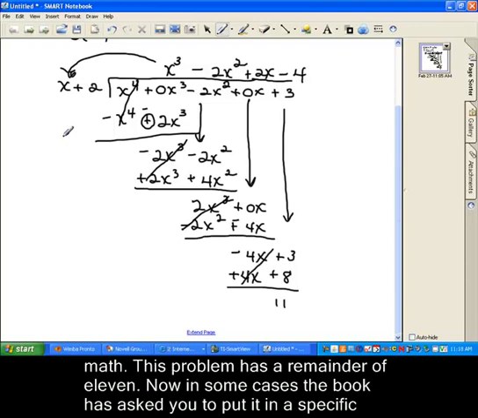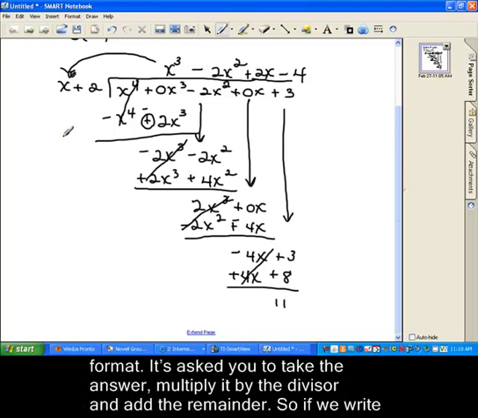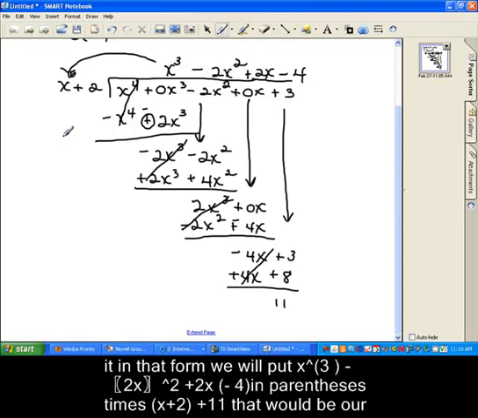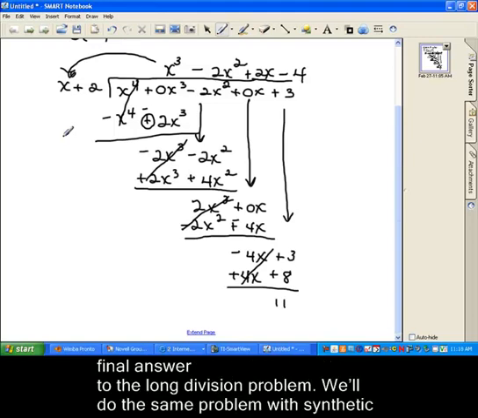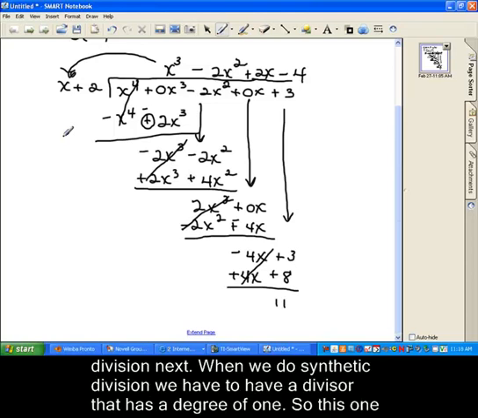Now, in some cases, the book has asked you to put it in a specific format. It's asked you to take the answer, multiply it by the divisor, and add the remainder. So if we write it in that form, we will put x cubed minus 2x squared plus 2x minus 4 in parentheses times x plus 2 in parentheses plus 11. And that would be our final answer to the long division problem. We'll do this same problem with synthetic division next.